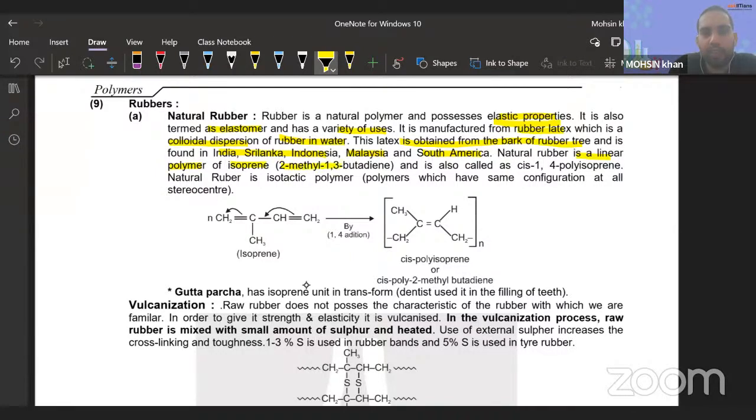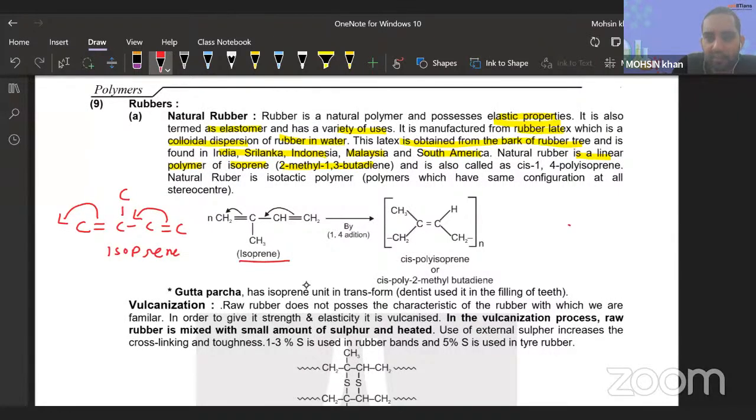Isoprene is 2-methyl-1,3-butadiene. So this one, I can draw this structure. Basically, in conjugated butadiene you have carbon, double bond, carbon, single bond, carbon, double bond, carbon. On carbons 1 and 3 you have double bonds, and at the second carbon you have a methyl group. So this becomes 2-methyl-1,3-butadiene. This structure is known as the isoprene unit. When we polymerize it, one bond will move like this.